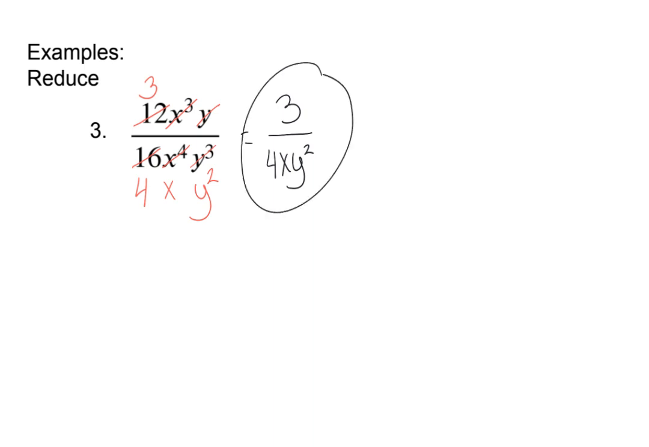And then before we say we're done, we're going to look at this and make sure we didn't miss something. If you miss something, it's no big deal. You can just do another round of reducing. You don't have to go back and start over. You can just keep going and do it again.